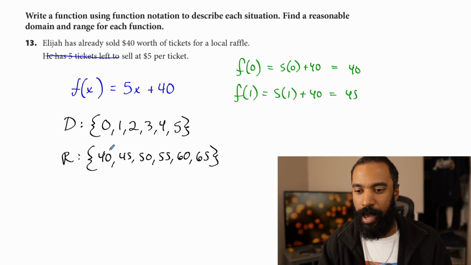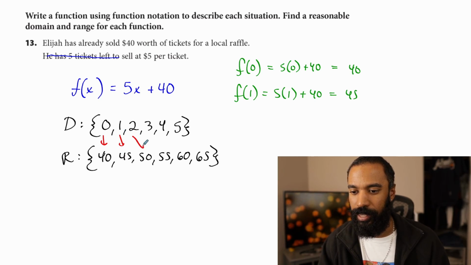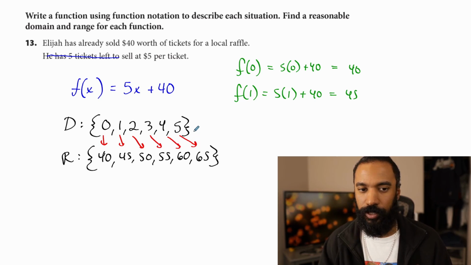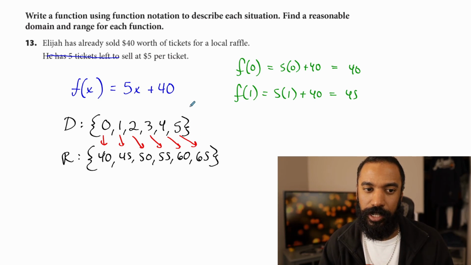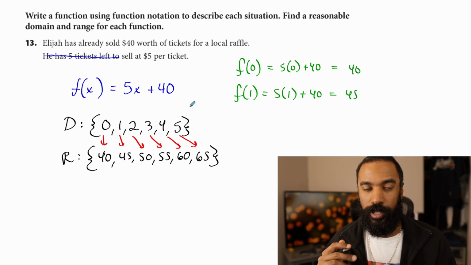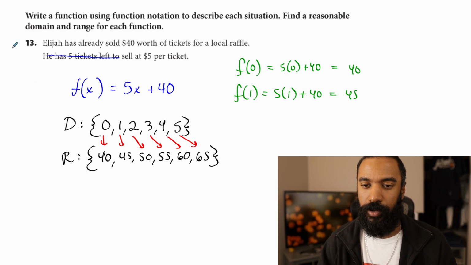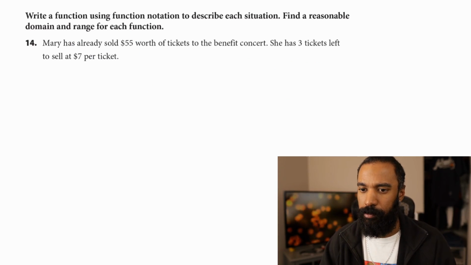It doesn't always map 1-to-1 lowest to highest like this, but in this case it does. Just like that, this is the reasonable domain and range. This is what Elijah understands that he could make based on how many tickets he sells. And that's number 13.